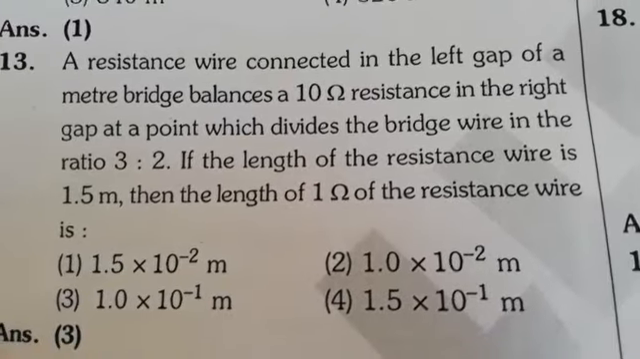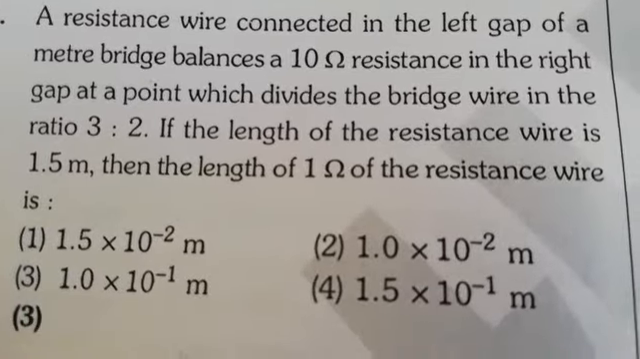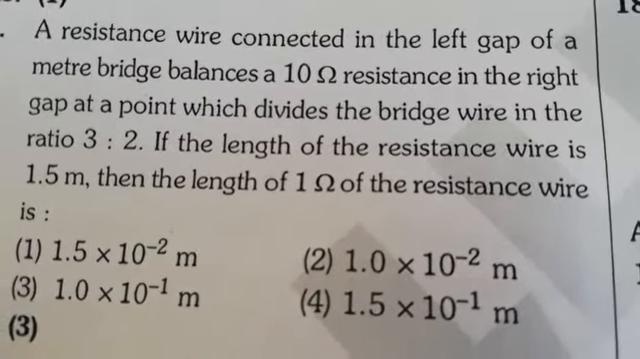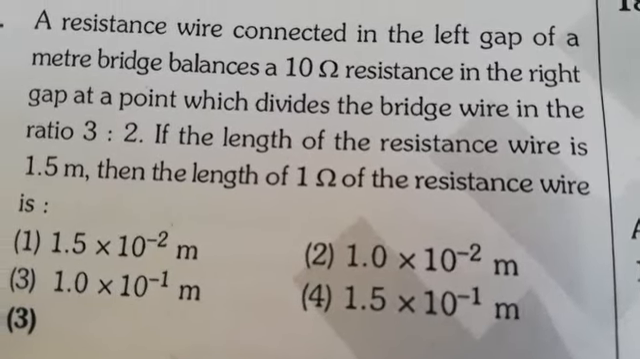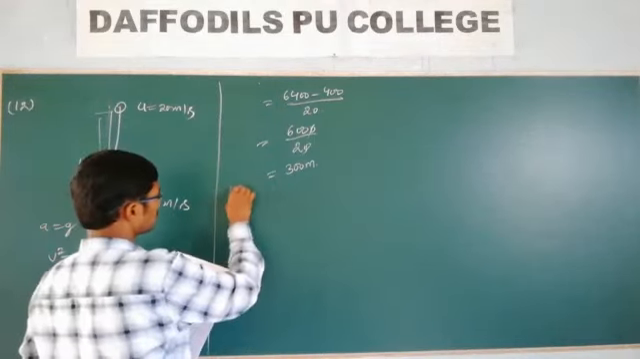The next one is related to the resistance wire in a meter bridge. A resistance wire connected in the left gap of a meter bridge balances a 10 ohm resistance in the right gap at a point which divides the bridge wire in the ratio 3:2. If the length of the resistance wire is 1.5 meter, then find the length of 1 ohm resistance wire.